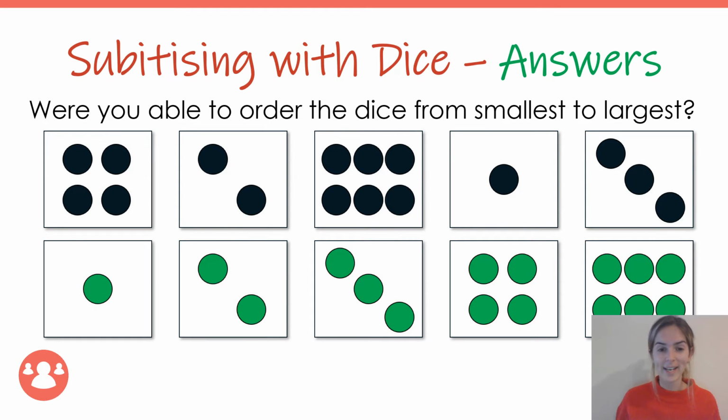Okay, so here are our answers. Were you able to order the dice from smallest to largest? Now, the black dice here is what we started with, and the green one below is what it should look like when it is ordered from smallest to largest. And here we can see that we have 1, then we have 2, then 3, then 4, and then 6. So we actually don't have 5 there, so it goes from 4 to 6.